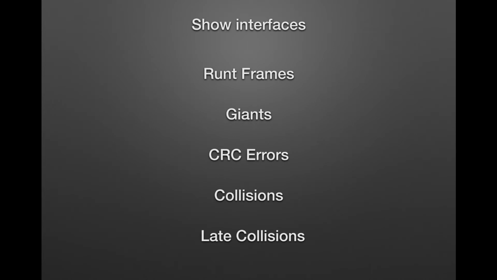Runt frames are Ethernet frames shorter than 64 bytes, and they are caused by malfunctioning network interface cards. Giants are the opposite, they're bigger Ethernet frames. CRC errors indicate a media or cable error, and many of these are caused by too much noise in the link. Collisions are normal in half-duplex communication, and late collisions are collisions that happen after 512 bits, and they're caused by excessive cable length or a duplex misconfiguration. So these are the ones you need to be watching for.